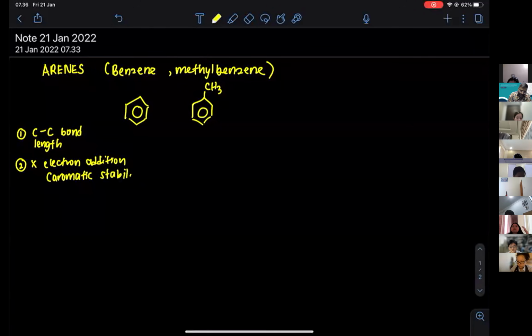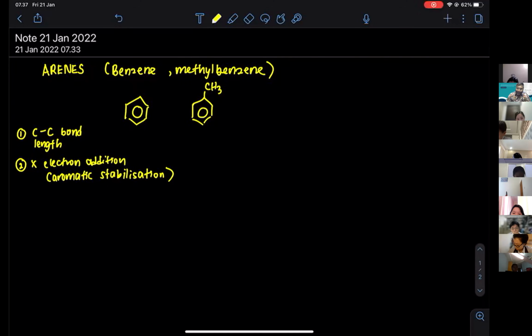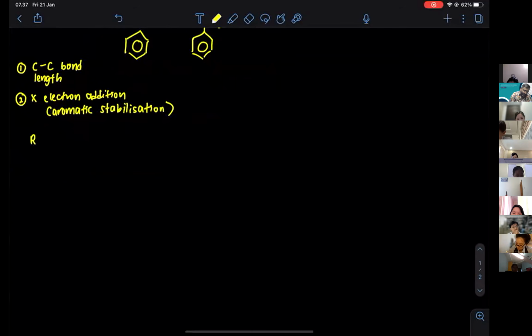Instead, they are going to favor electrophilic substitution. But in our syllabus, we do have electrophilic addition under harsher conditions, hydrogenation. Later we'll go into that. So, knowing all this about benzene, we are going to learn about the reactions. Rather than saying reactions of benzene, we'll just say reactions of arenes.